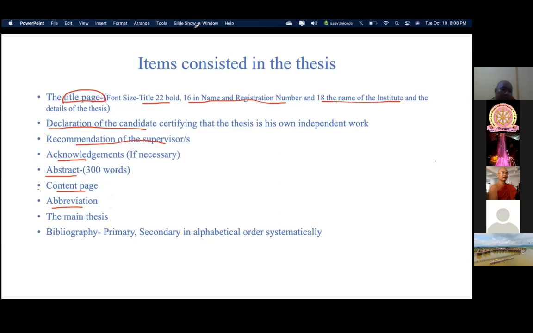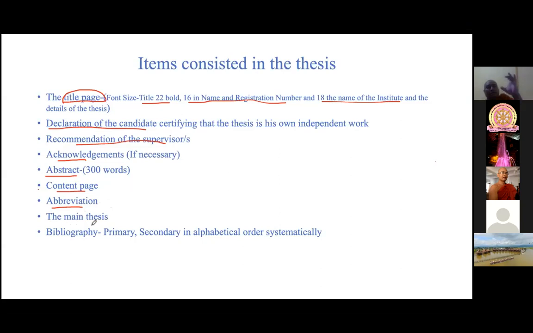Then the body of the thesis, the main thesis, and the bibliography. These must be included in your research when you print it out. Primary, secondary, sources alphabetically: you have to write down the bibliography in alphabetical order, systematically. Okay? Next slide, please.